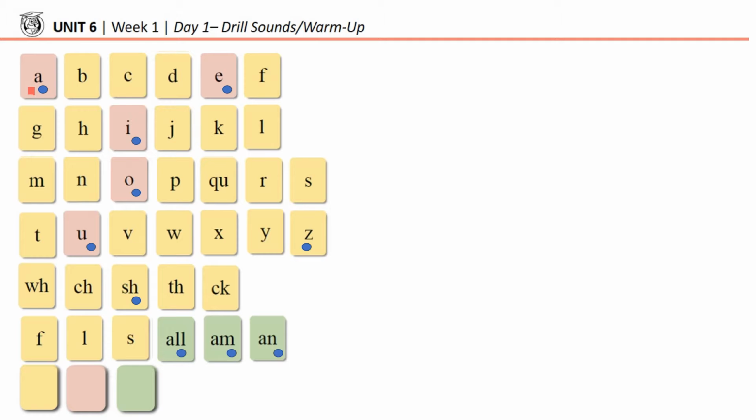A, apple, a. E, ed, eh. I, itch, i. O, octopus, o. U, up, u. Z, zebra, z. SH, ship, sh. And now your glued sounds once again without the pictures.